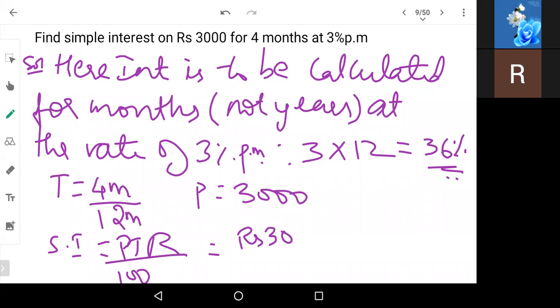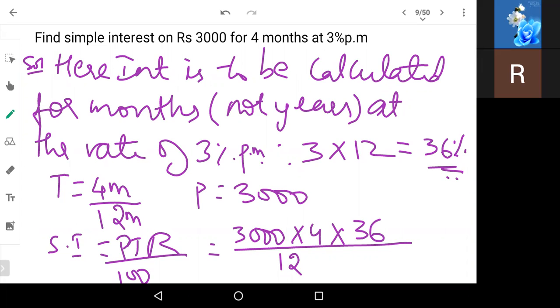Principal is 3,000, into time is 4 by 12. You can take 0.3334 years for 4 months, or you can directly take 4 by 12. That also will give you a good answer. Into percentage 36. For 1 month it is 3, for 12 months it is 36%. Whole divided by 12. Now if you calculate, what will be the amount that you get? Rupees 360 will be the amount.